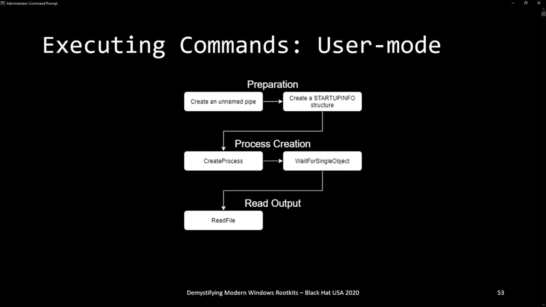Then you're going to create a startup info structure, and in the structure you're going to set the standard error and standard output handles to the unnamed pipe you just created. And you can also set window flags such as hide the window so that the victim doesn't see the command prompt window being created. Once you set those structures, you just can call create process, and you can wait for it to exit using wait for single object. Once the process has exited, you can retrieve the output of the process by calling read file on the unnamed pipe.